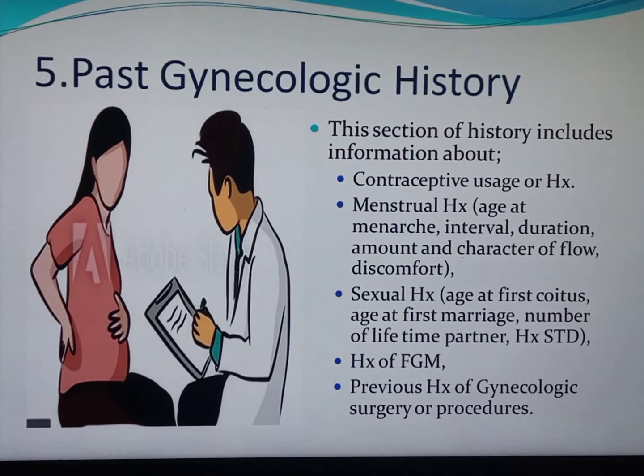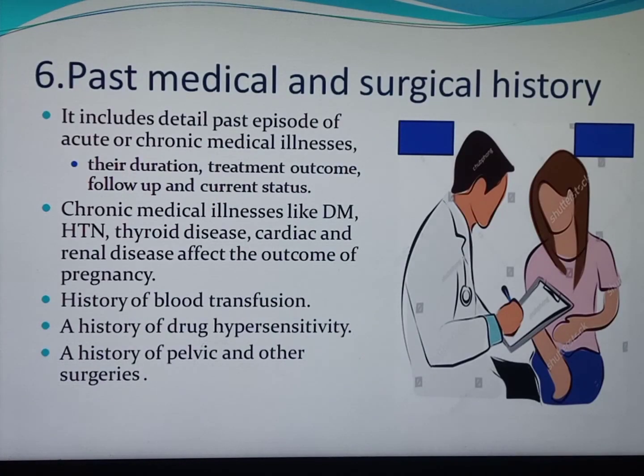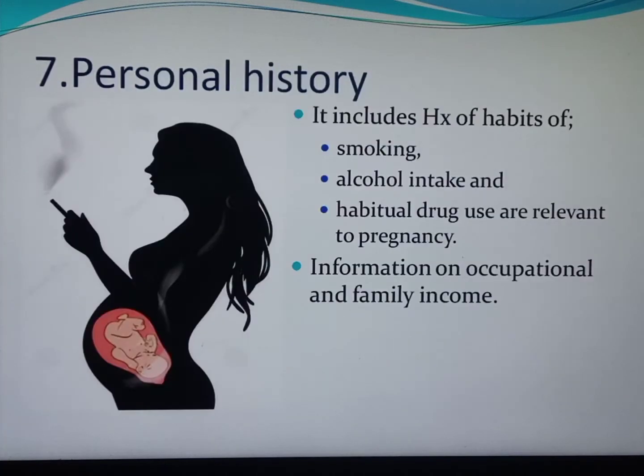Under past gynecologic history, the contraceptive history, if it was not mentioned in the HPP, menstrual history, sexual history, history of female genital mutilation, and the previous history of gynecologic surgery or procedure should be mentioned here. Under past medical and surgical history, the details of chronic medical illness should be mentioned, since the pregnancy may worsen the chronic medical disorders, and these medical disorders can also have a negative impact on the pregnancy outcome. We need to elicit this one. History of blood transfusion, history of drug sensitivity, these are very important.